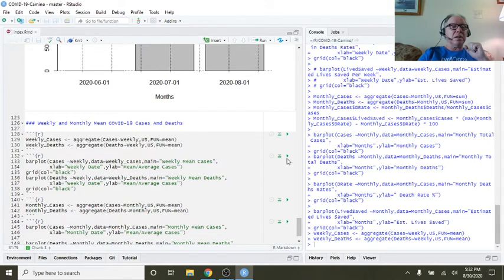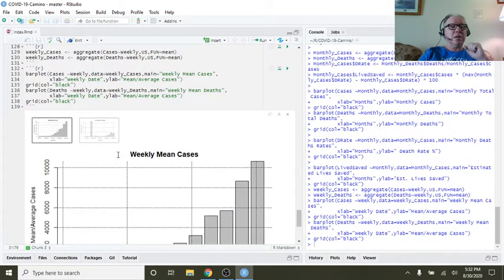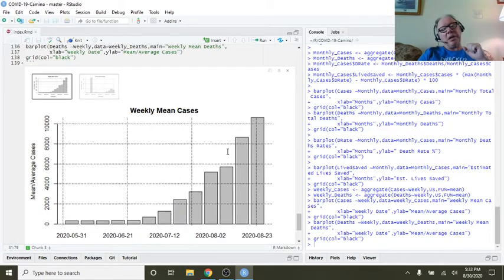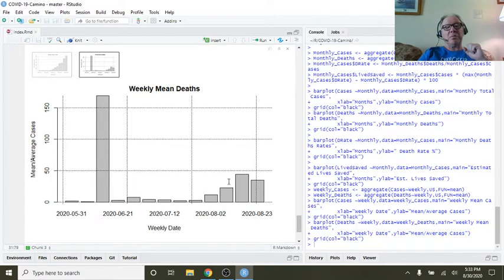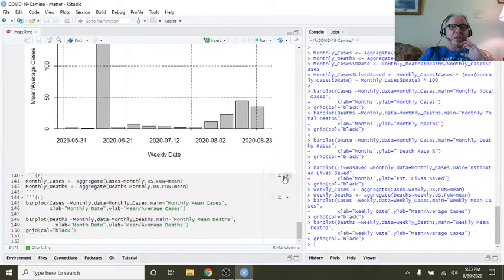Let's look at this. This is the average cases by week. See a steady climb. Average deaths by week. You can see it's still staying below 50 per week. Seems to be a little low.